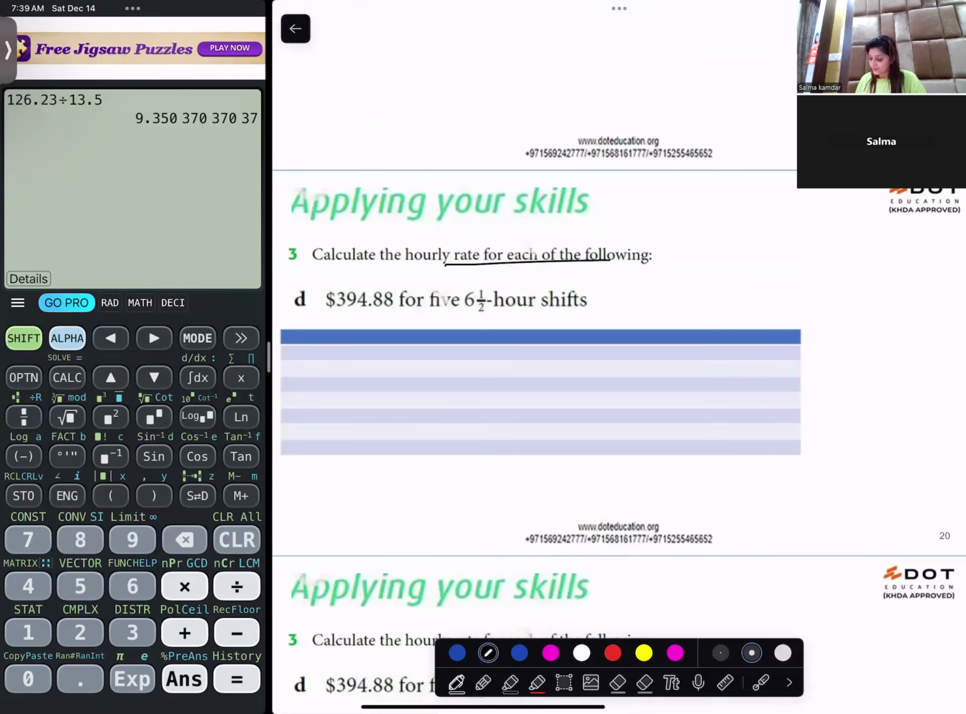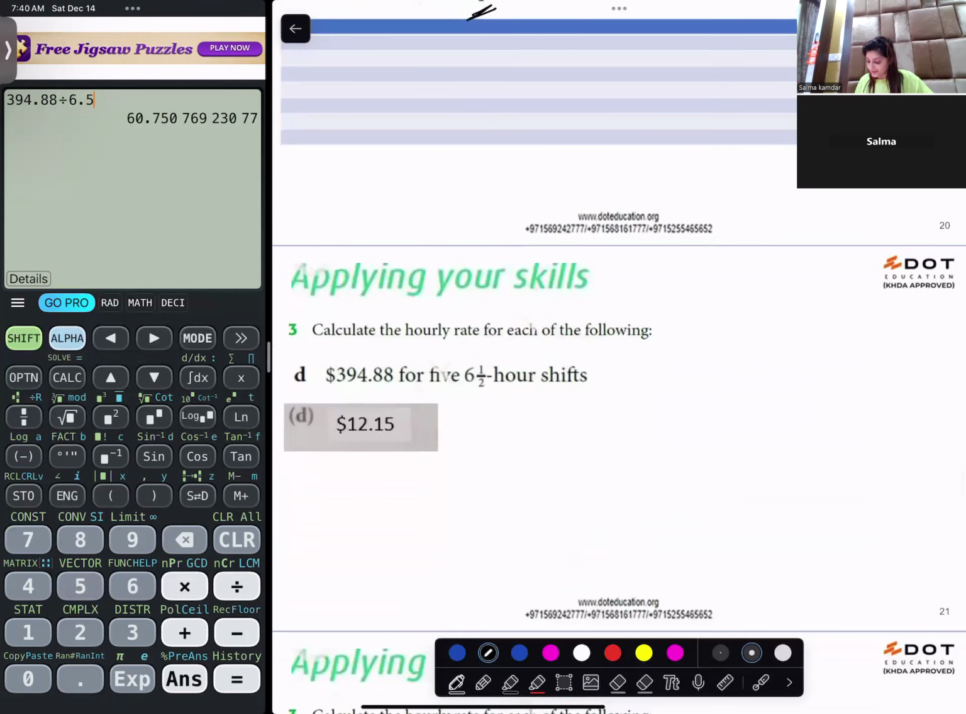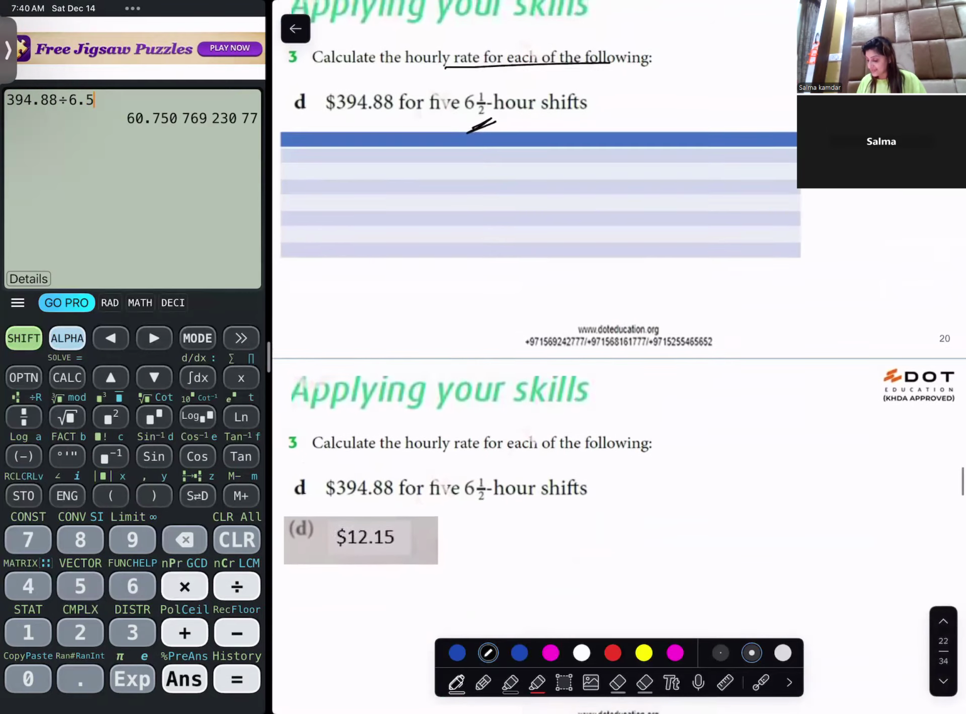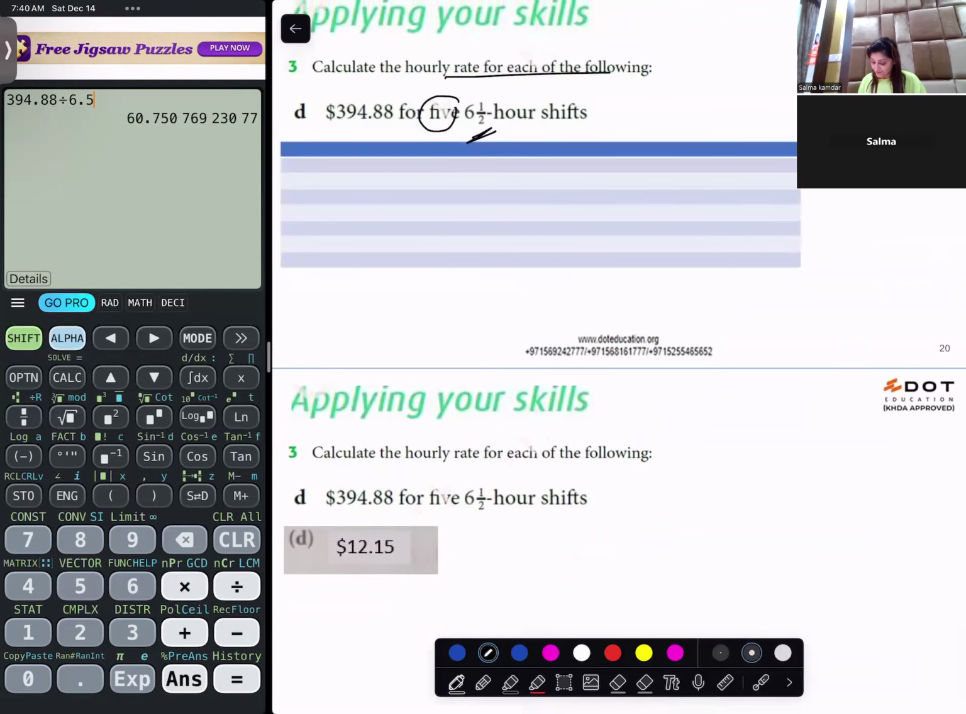Calculate the hourly rate for this. 394.88 is for 6.5 hour shifts. So first you have to calculate your total hours. So 5 times 6.5 is 32.5. So your total number of hours is 32.5 hours.